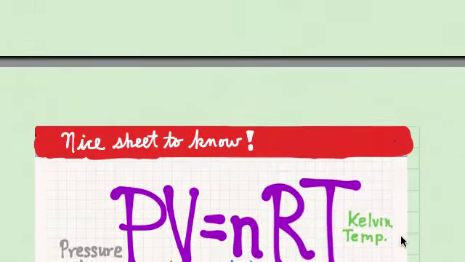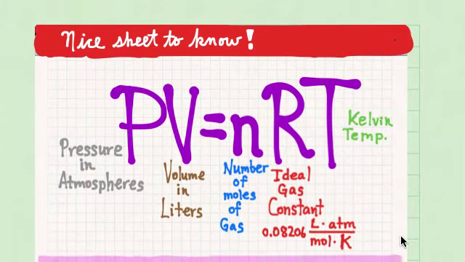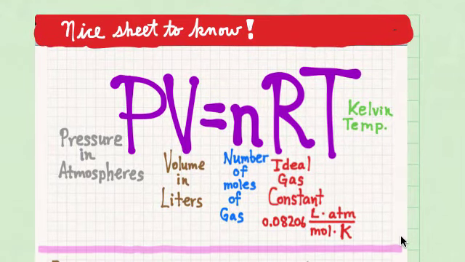So here we go. I snipped this from my lecture notes because I was so proud of it and I didn't want to write it again. But it's good to think about. P is for pressure in atmospheres, V is for volume in liters, N is for number of moles of gas, R is the ideal gas constant, and T is the Kelvin temperature.